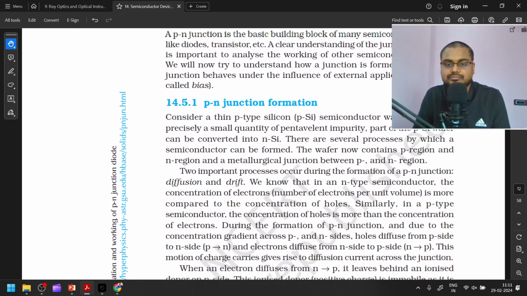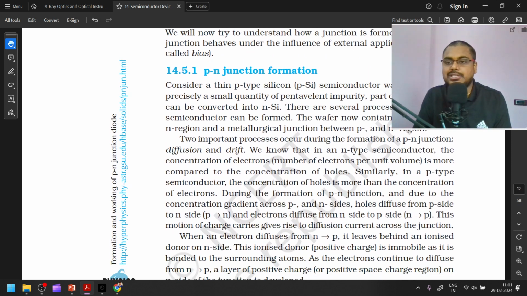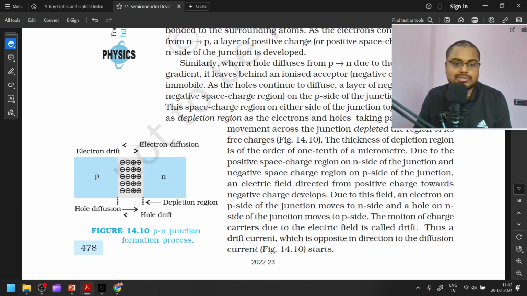Okay, so now two important processes occur during the formation of a p-n junction. What is that? Diffusion and drift. We know that in an n-type semiconductor, the concentration of electrons, that is the number of electrons per unit volume, is more compared to the concentration of holes. ठीक है, तो ये p type है, n type है. n type में क्या है, electrons ज़्यादा है, p type में holes ज़्यादा है.